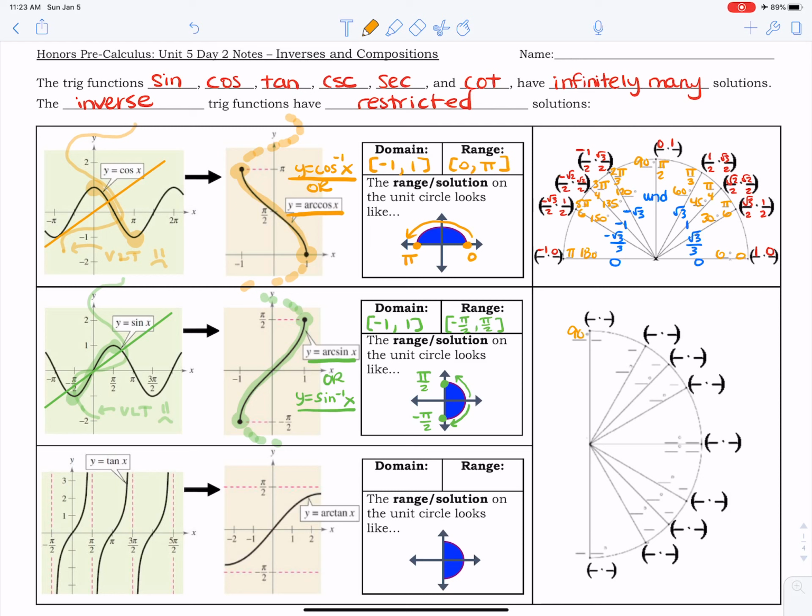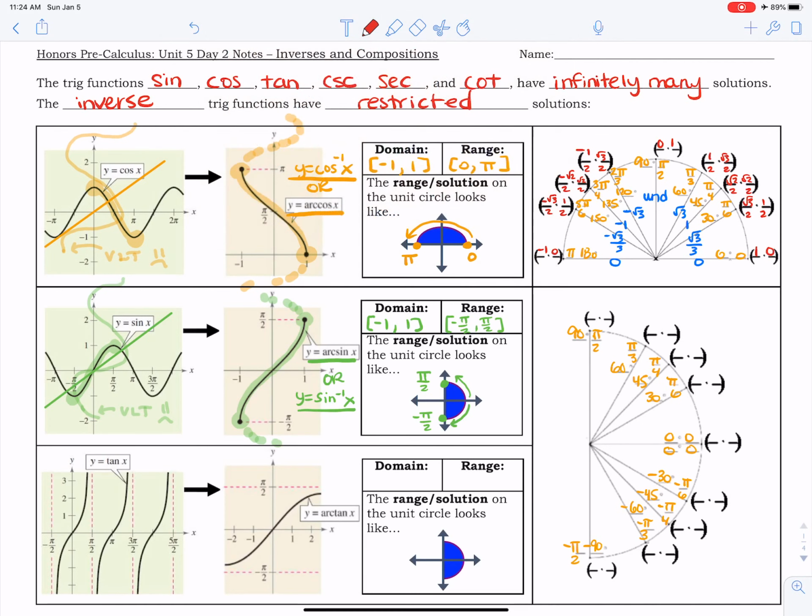We have 90 degrees, 60, 45, 30, 0. But then remember, it's those values in the first quadrant turned negative. Negative 30, negative 45, negative 60, negative 90. And then we do our radians. Pi over 2, 3, 4, 6. And these turn negative as well. Negative pi over 6, negative pi over 4, negative pi over 3, and negative pi over 2.